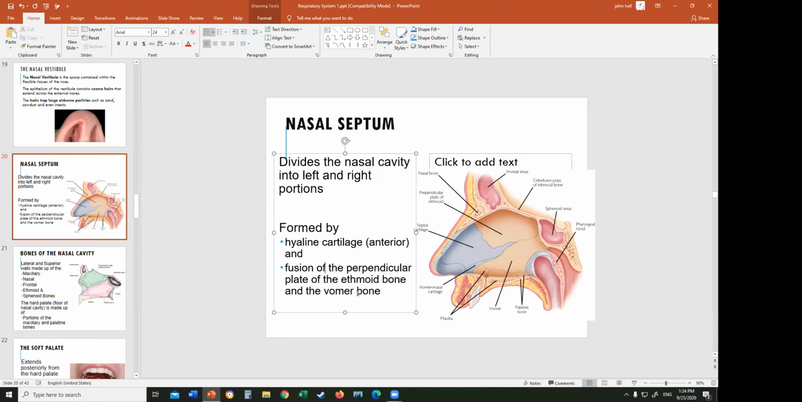You should remember your facial bones from AMP1, hopefully, right? So here we have the nasal bone, here the perpendicular plate of the ethmoid bone, and down here you have the vomer bone. Now the rest of this here is cartilage, right? So the bulk of the septum is cartilage. Because it's cartilage, it means that the nose can be broken fairly easily.